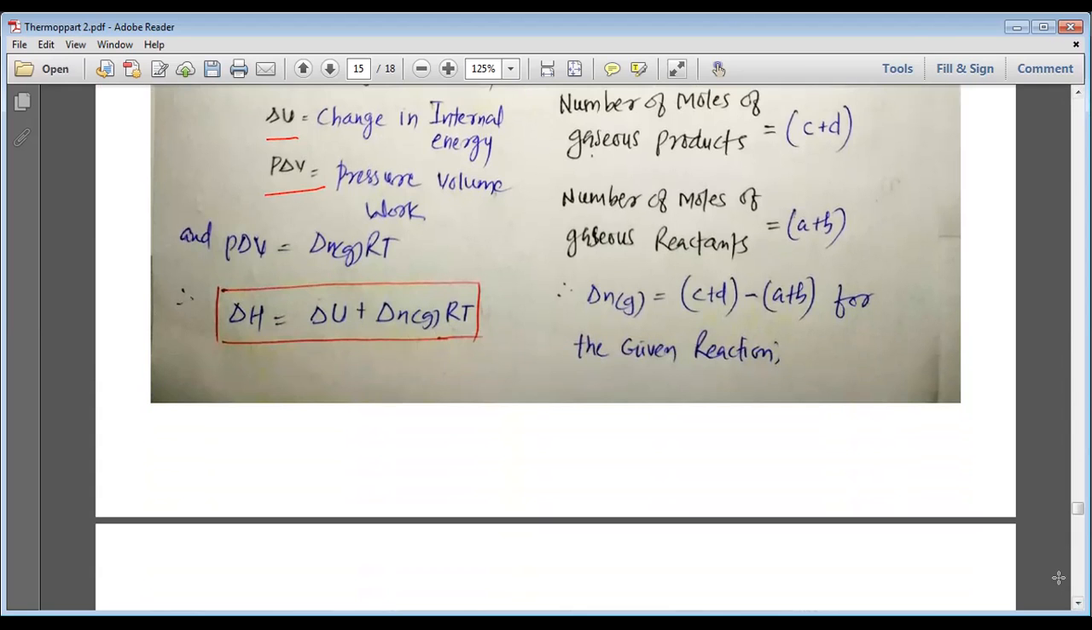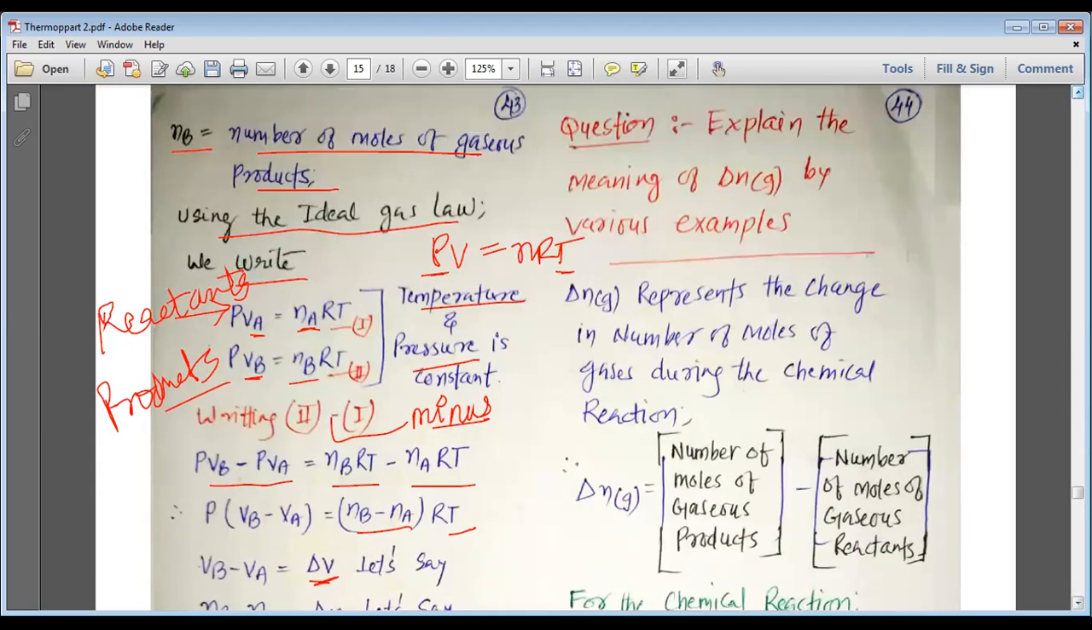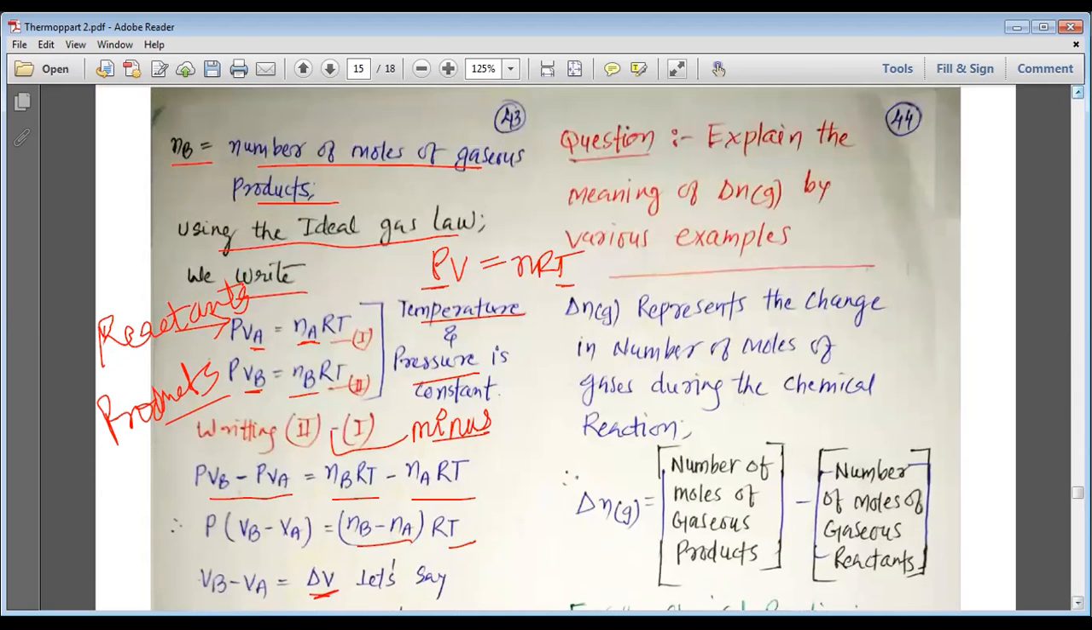Here we really wanted to prove this equation, that delta H is equal to delta U plus delta N gas RT. That is what we have proved. Now we have the next question: explain the meaning of delta N gas by various examples.